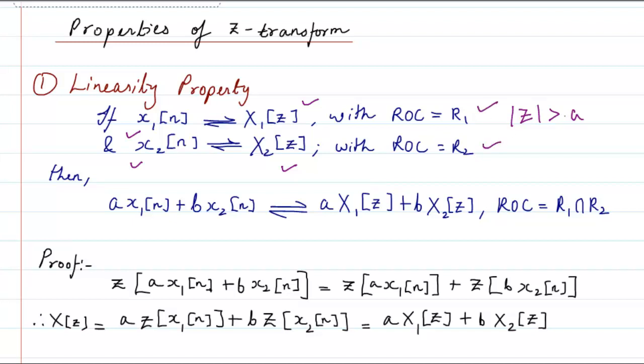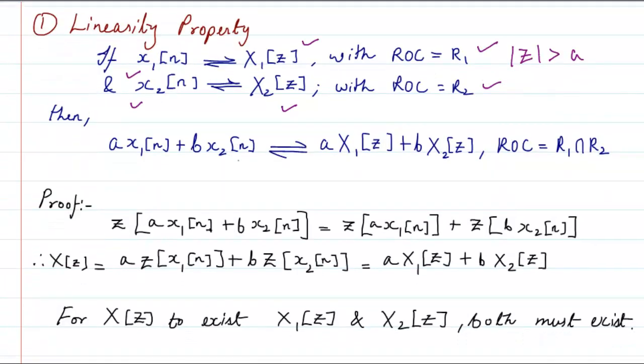Then the linearity property says that if you have such two functions, then you can multiply them with some constant a, some constant b, add them together, then for the whole function like this, a x1 of n plus b x2 of n, the Z transform will be a multiplied with the Z transform of x1 plus b multiplied with the Z transform of x2, and then the region of convergence will be the intersection of both the regions.